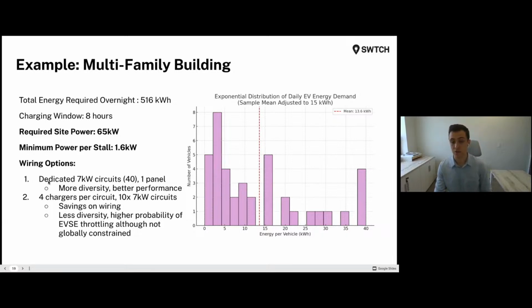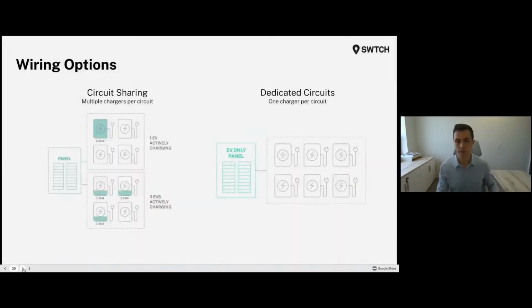Going back to the dedicated circuit approach, that's the benefit, because everybody's got the pipe, so to speak, to give them the 7, and they're only going to see a load management scenario when you see a global constraint on the system. Now, this is what circuit sharing and dedicated looks like. You can see here, if one charger is charging, they get the full power, versus if 3 or 4 are charging, they split it evenly, versus with dedicated, it's one circuit per charger.